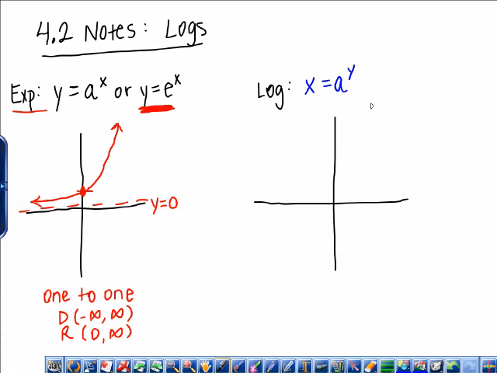Now, with logs, there are several different ways we can simplify this that I'll go into in the notes today and through the next several days. But you can rewrite this as a log. You can take log of both sides. You can take natural log of both sides. But this right here is the same as saying y equals log base a of x. These two things are the same statement. The base of the exponent is the base of the log. Okay, so log base a of x equals the exponent y.